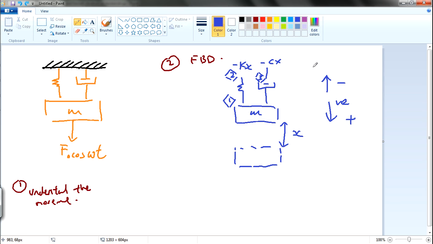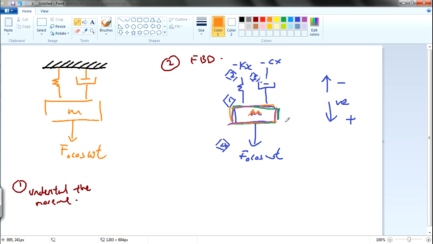So the first step is to identify the mass. The second step is the spring, and the third step is the damping factor, the damper. And the fourth step is to deduce the forcing function. We have said that it's F cosine omega t. So the fourth step is the force, F cosine omega t.